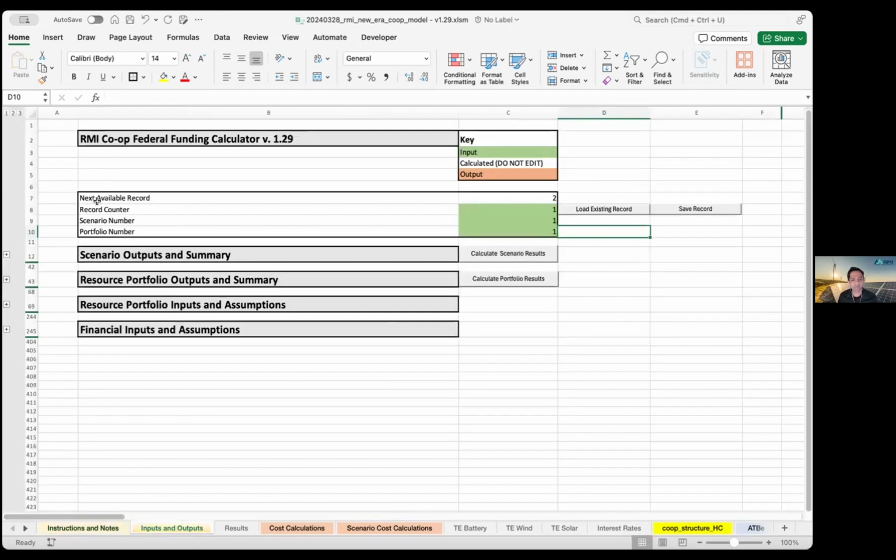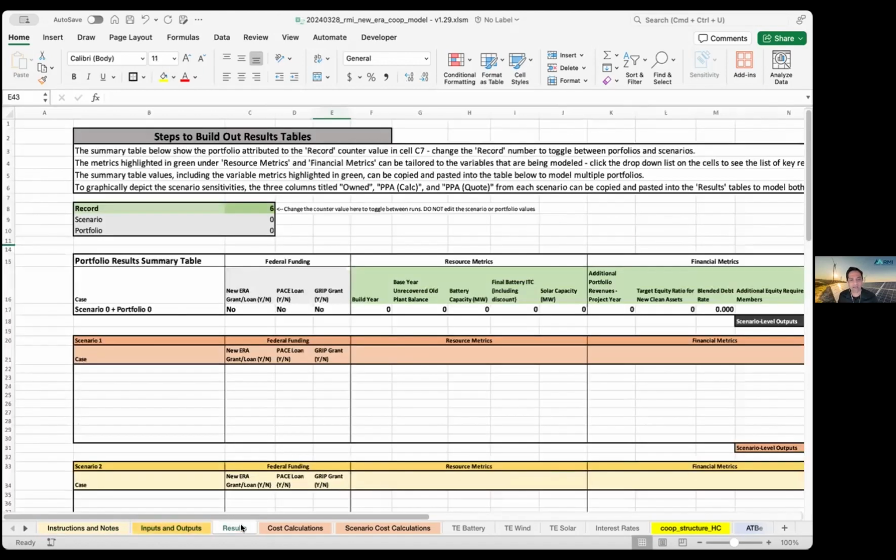Next, I'll move over to the Inputs and Outputs tab itself. You'll see that right now, the tab includes all of the basic inputs and outputs of the model. And the tab right now has been collapsed on the side here. And what you can see is that the tab includes all of the scenario outputs and the summary, as well as resource portfolio outputs and summary. And it includes as well regions where you can introduce and build out your resource portfolio inputs and assumptions, as well as your financial inputs and assumptions.